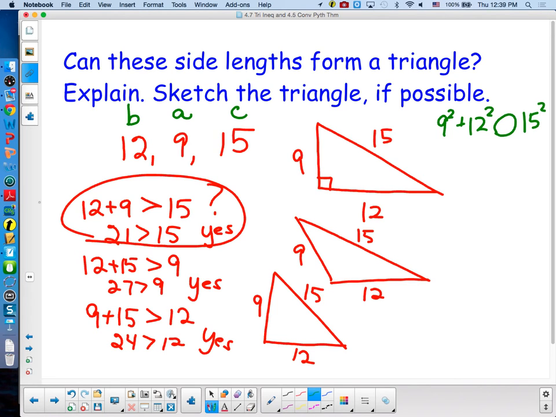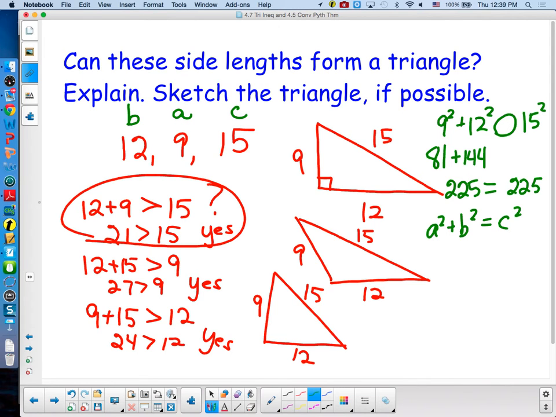I'm going to put a circle so that I'm trying to figure out if it's equal or not. What's 9 squared? 81. 12 squared? 144. Added together? 225. What is 15 squared? 225. So it's equal. So A squared plus B squared does equal C squared.